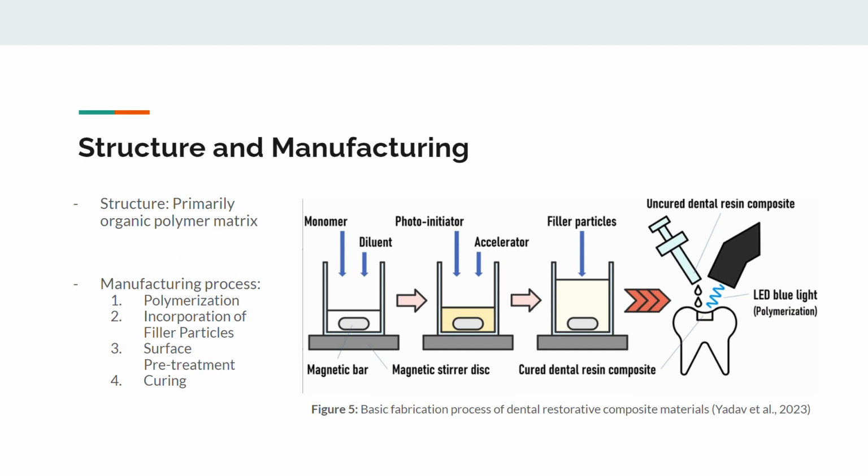The final step in the manufacturing process is curing. This is when the initiator acceleration system is activated, either chemically or with light, to initiate the curing process. This solidifies the composite material into its final form.